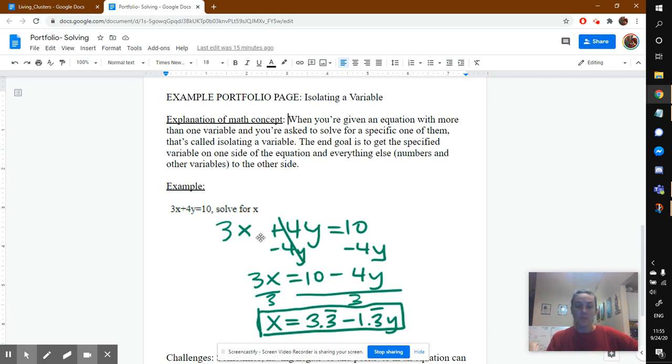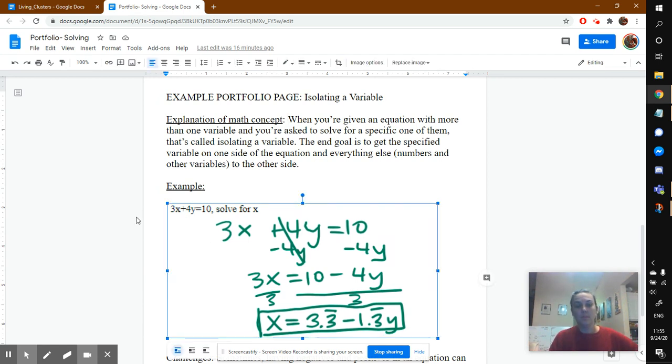Then I give an example. So I made up my own example. This is not from a worksheet. This is just from my head. If you want to use an example from a worksheet, go ahead. So my example question was 3x plus 4y equals 10, solve for x. Because I want x by itself, I moved the 4y over to the right side. Then I divided by the 3 to get x equals 3.333 minus 1.333y.